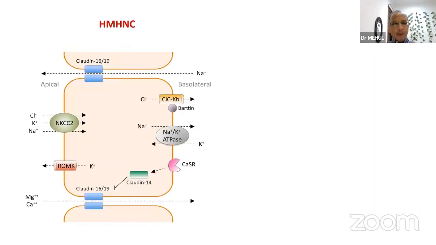So what happens in hypomagnesemic hypercalciuric nephrocalcinosis? Again, the defect is in the claudin 16 or claudin 19 proteins, which are responsible for reabsorption of about 50 to 60% of magnesium across the paracellular pathway.